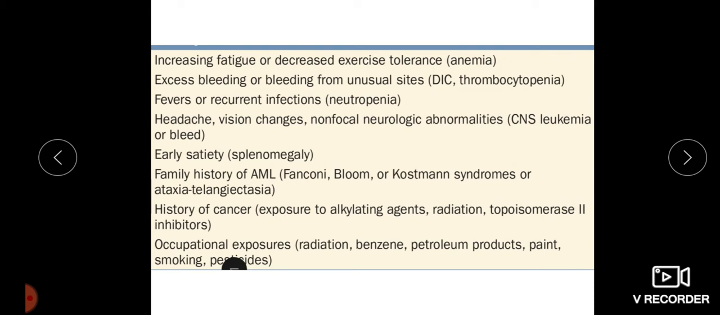Now, what are the clinical features? AML in a young adult, with pancytopenia. Anemia presents with increased fatigue, thrombocytopenia with bleeding manifestations, neutropenia with fever or recurrent infections. CNS leukemia has headache, vision changes, and neurological abnormalities. Splenomegaly is less common in AML because it is acute in onset.